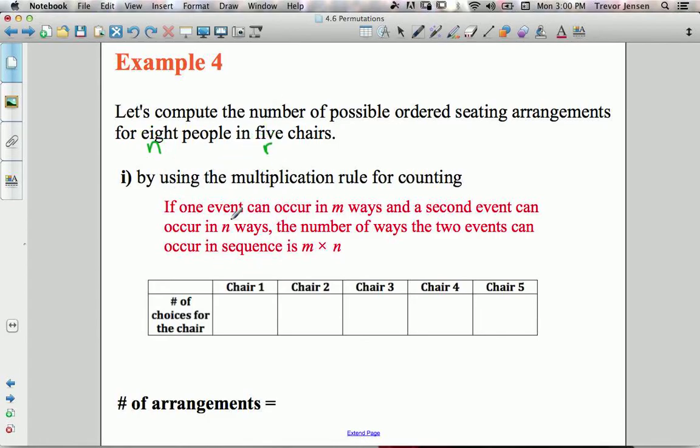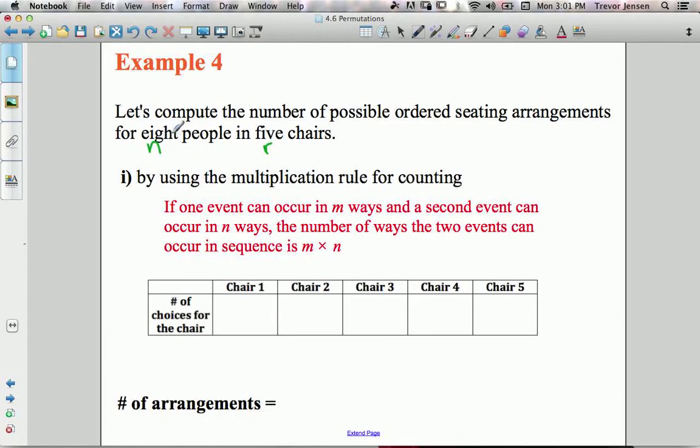Remember, multiplication rule for counting: if one event can occur in m ways and the second event can occur in n ways, the number of ways the 2 events can occur in sequence is m times n. And if there is another event, like event r, we'd figure out how many ways r could happen, and multiply that as well, and so on. Okay, so we have 5 chairs. Chair 1, 2, 3, 4, 5. Let's figure out how many different options, or how many people, could sit in chair 1.